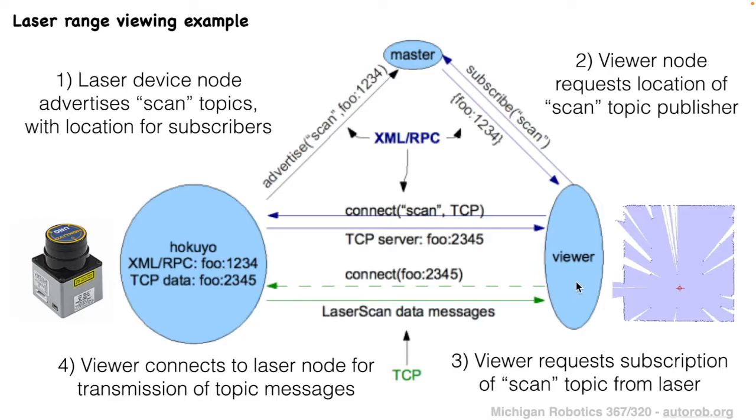And at that point, once the viewer node has the location on the network where it can access the scan topic, it will then establish a TCP connection with the actual laser device node, and then begin requesting the published data over this TCP connection. So the actual laser scan data is going to get sent directly between these two nodes over the network. And so this is, at a high level, the process by which different nodes within ROS are able to communicate by using this networking approach of peer-to-peer communication and data exchange.